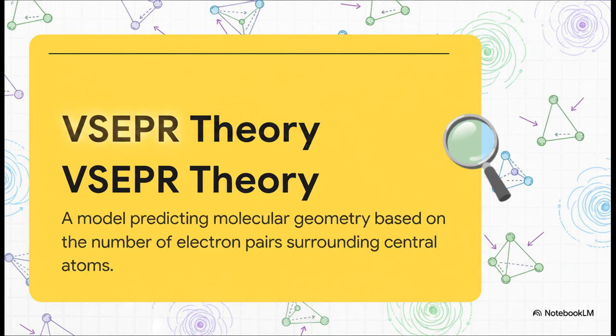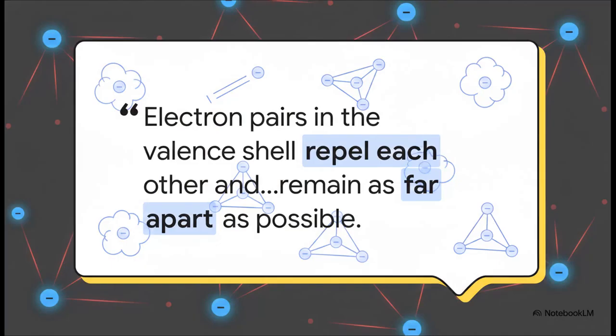VSEPR stands for valence shell electron pair repulsion. It's a total mouthful, I know, but the name literally tells you everything you need to know. It's all about one thing: how the electrons in an atom's outer shell, its valence shell, are constantly pushing each other away. And here's the crazy part. The entire theory, all of it, boils down to this one single idea.